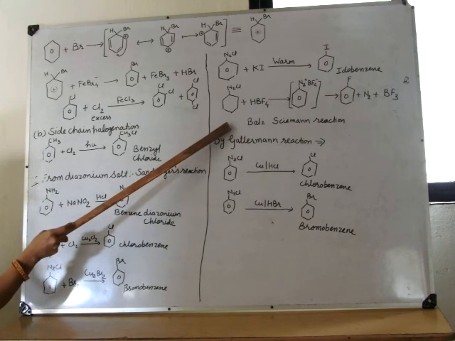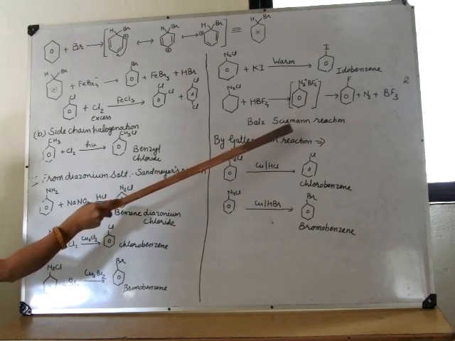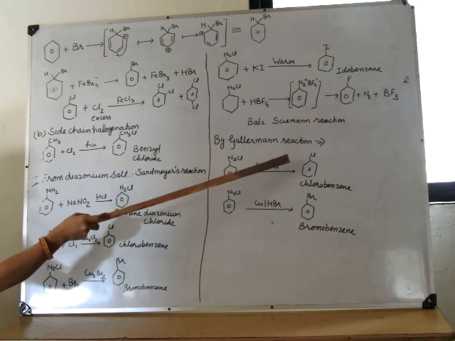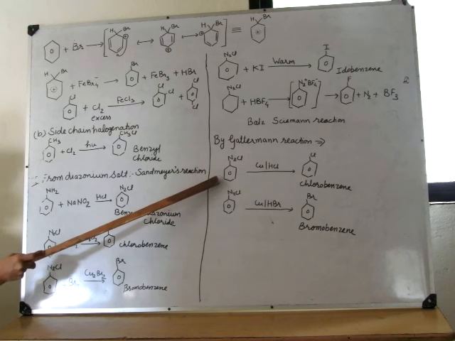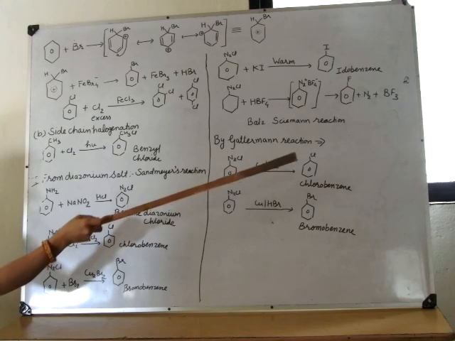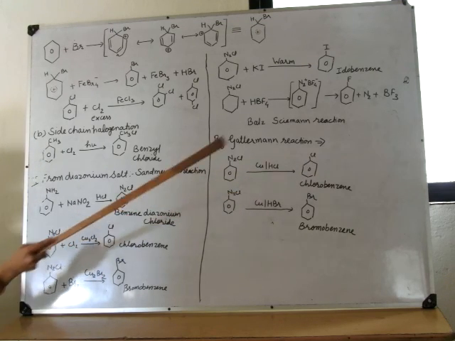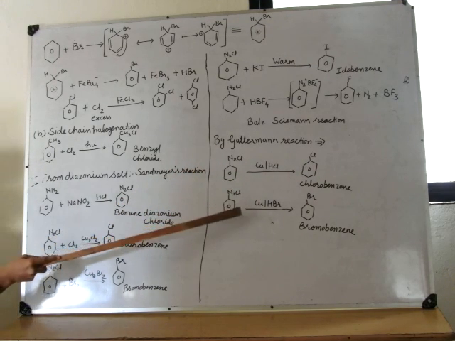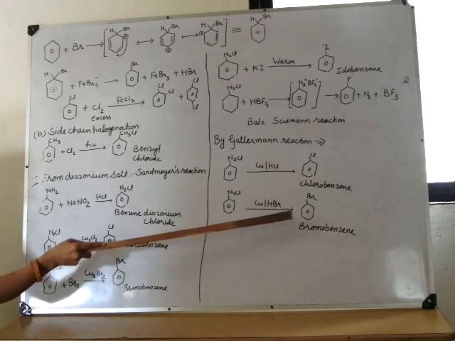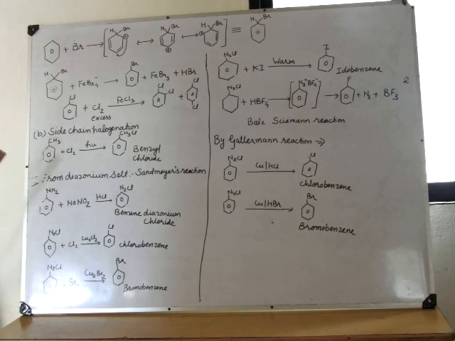These reactions are known as the Balz-Schiemann reaction. By the Gattermann reaction, benzene diazonium chloride in the presence of copper and HCl gives chlorobenzene. In the presence of copper and HBr, it gives bromobenzene. In this way, we have studied the methods of preparation of haloarenes and haloalkanes.